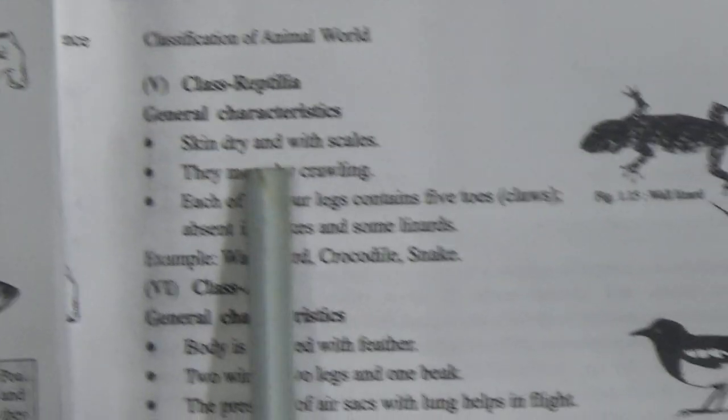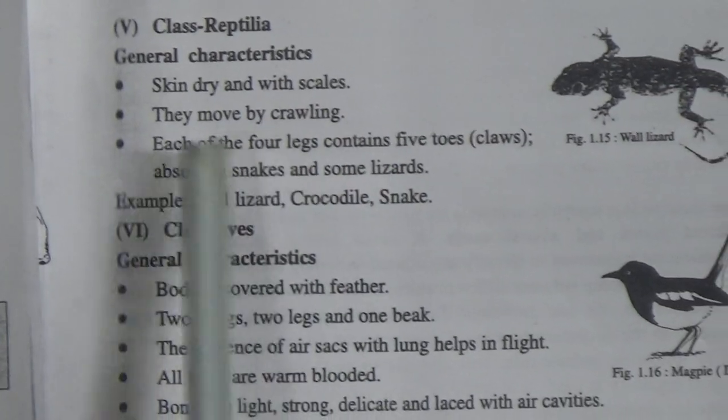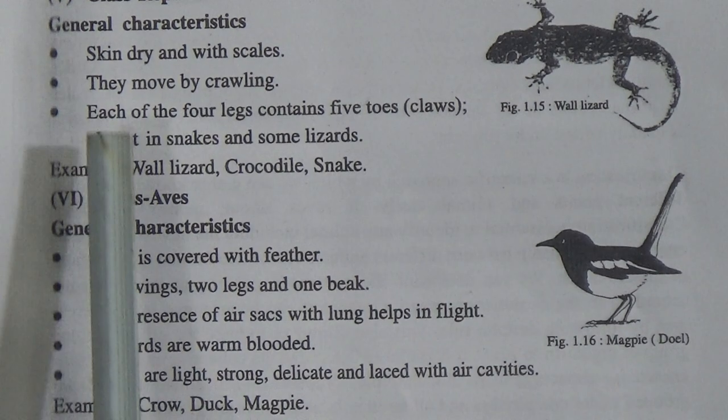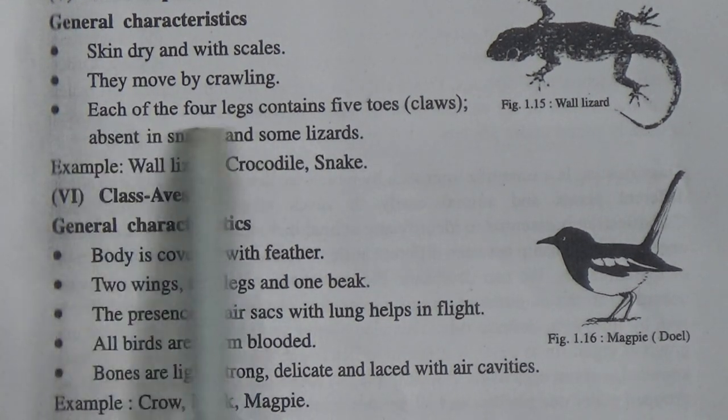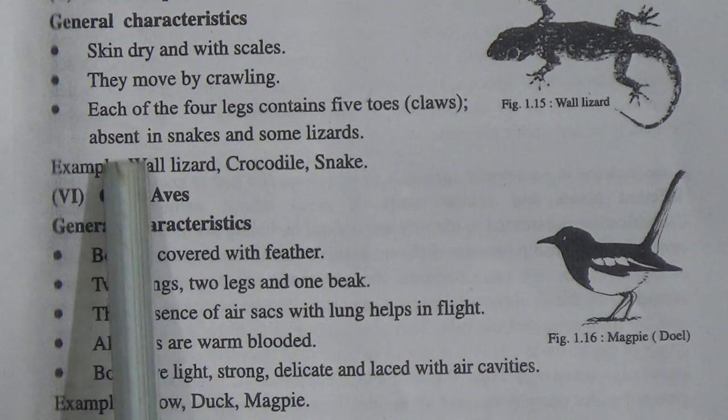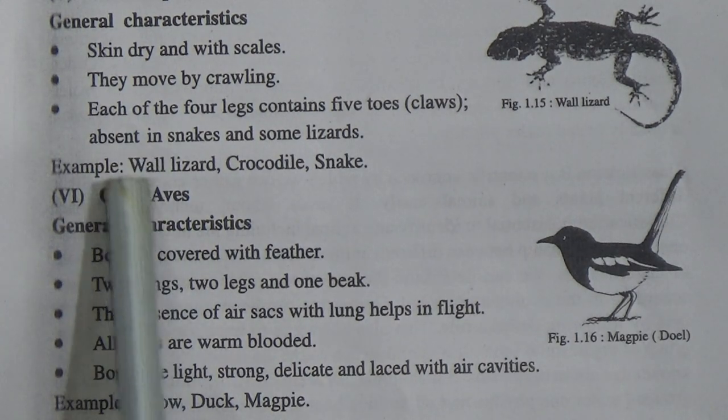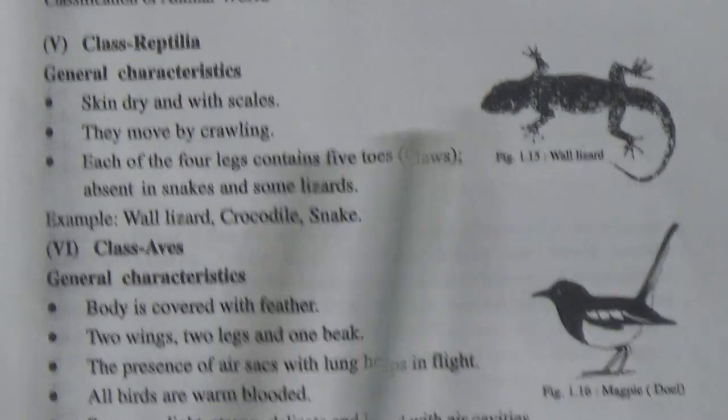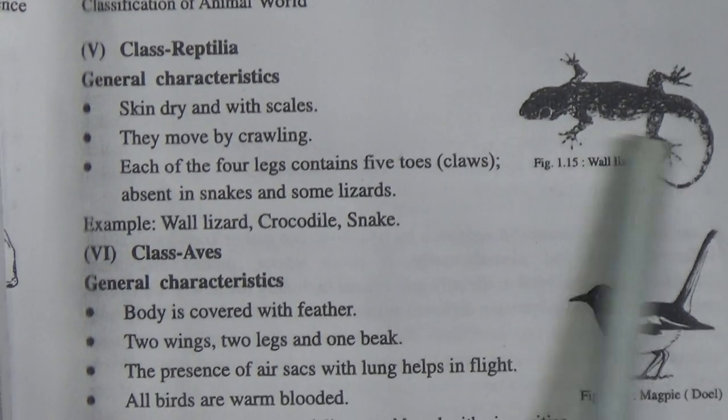Now come to the next class, reptilia. General characteristics of reptilia are skin dry and with scales. They move by crawling. Each of the four legs contains 5 toes, which are absent in snakes and some lizards. For example, wall lizard, crocodile, snake.